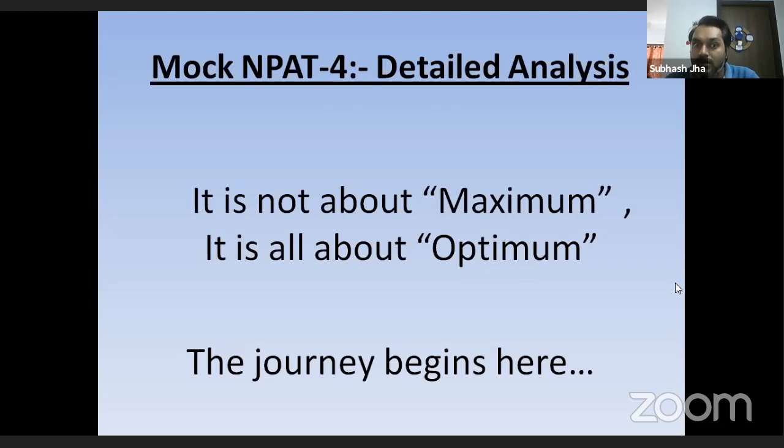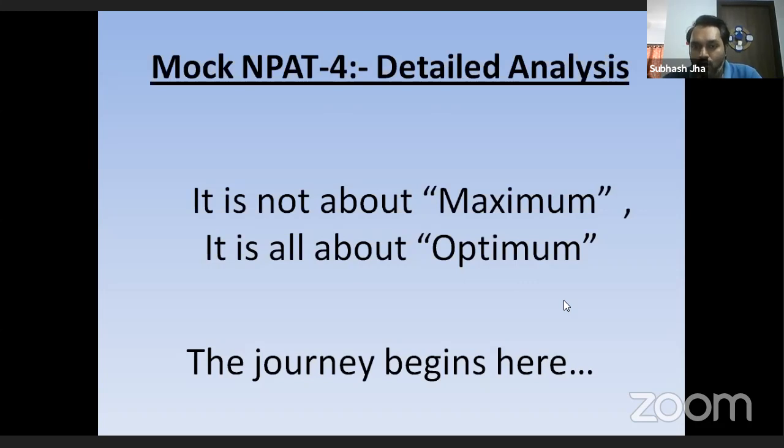So when there are so many factors there and you want to maximize something, it is actually called optimizing. So we will focus more on optimizing. The journey begins here: how to optimize the score, or how to optimize the time and effort that you will put into this NPAT exam.